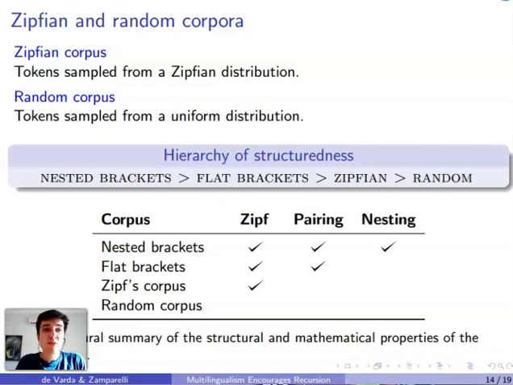Then we added a Zipfian corpus where the tokens were sampled from a Zipfian distribution, and a random corpus where the tokens were sampled from a uniform distribution. And as you can see from the table, the 4 corpora were organized in a hierarchy of structuredness, where each corpus could exhibit from 0 up to 3 structural and distributional properties. And of course, the most structured corpus were the nested brackets, which had a Zipfian distribution, pairing, and nesting, whereas the random corpus had none of these features.